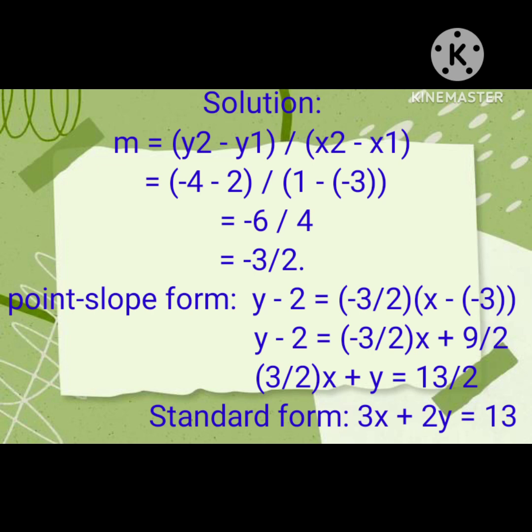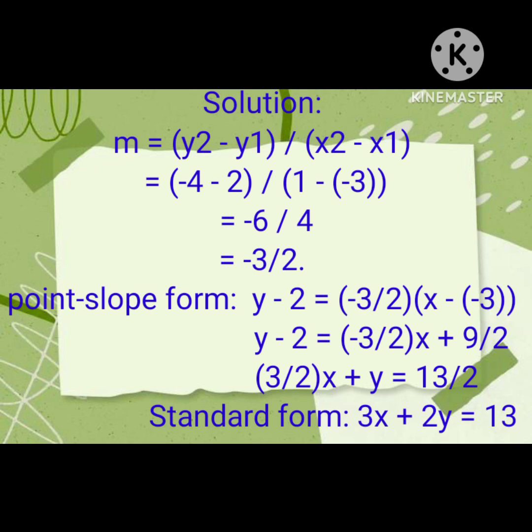Now using the point-slope form and the point x sub 1, y sub 1, we have y minus 2 is equal to negative 3 over 2 times x minus negative 3. Simplifying this equation gives us y minus 2 is equal to negative 3 over 2 times x. Rearranging further, we get 3 over 2 times x plus y is equal to 13 over 2.